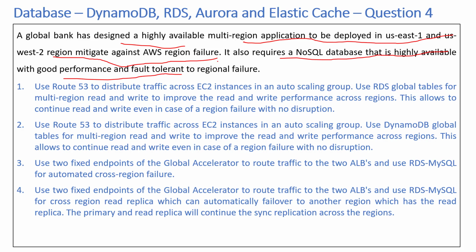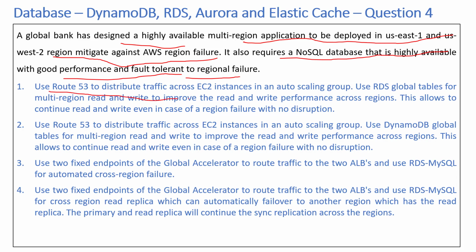So what are the key requirements? It requires a database that is a NoSQL database, and it needs to be deployed across two regions, and it should be able to mitigate the region failure. It should be highly available with good performance and fault tolerance to region failure. So basically, a NoSQL DB managed service where we should be able to tolerate the regional failure. Now let's look at the options.